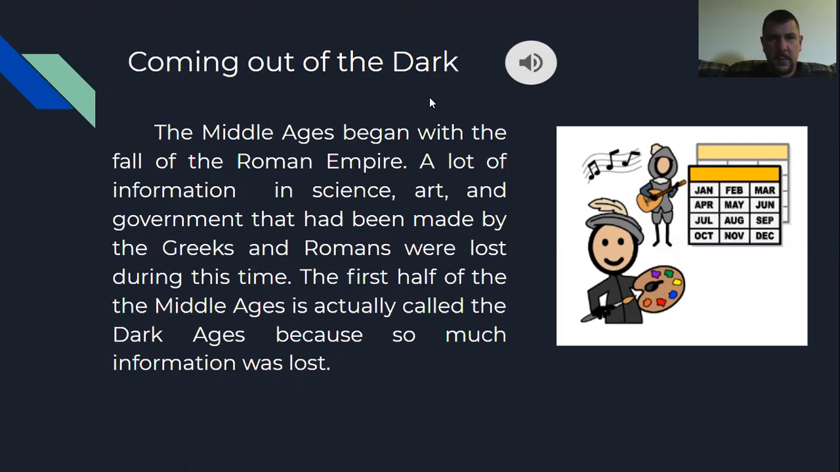Coming out of the dark, the Middle Ages began with the fall of the Roman Empire. A lot of information in science, art, and government that had been made by the Greeks and Romans were lost during this time. The first half of the Middle Ages is actually called the Dark Ages because so much information was lost.